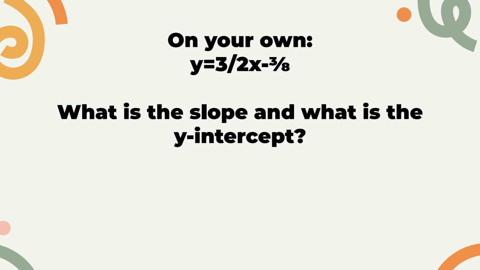And on your own, what is the slope and what is the y-intercept? My slope would be 3 over 2. My y-intercept would be -3 over 8. Tricked you there, didn't I? Putting a little fraction in there as the y-intercept. Hopefully you guys are smarter than that. It's still the same. Whether it's a fraction, a whole number, or whatever, it's still your y-intercept.